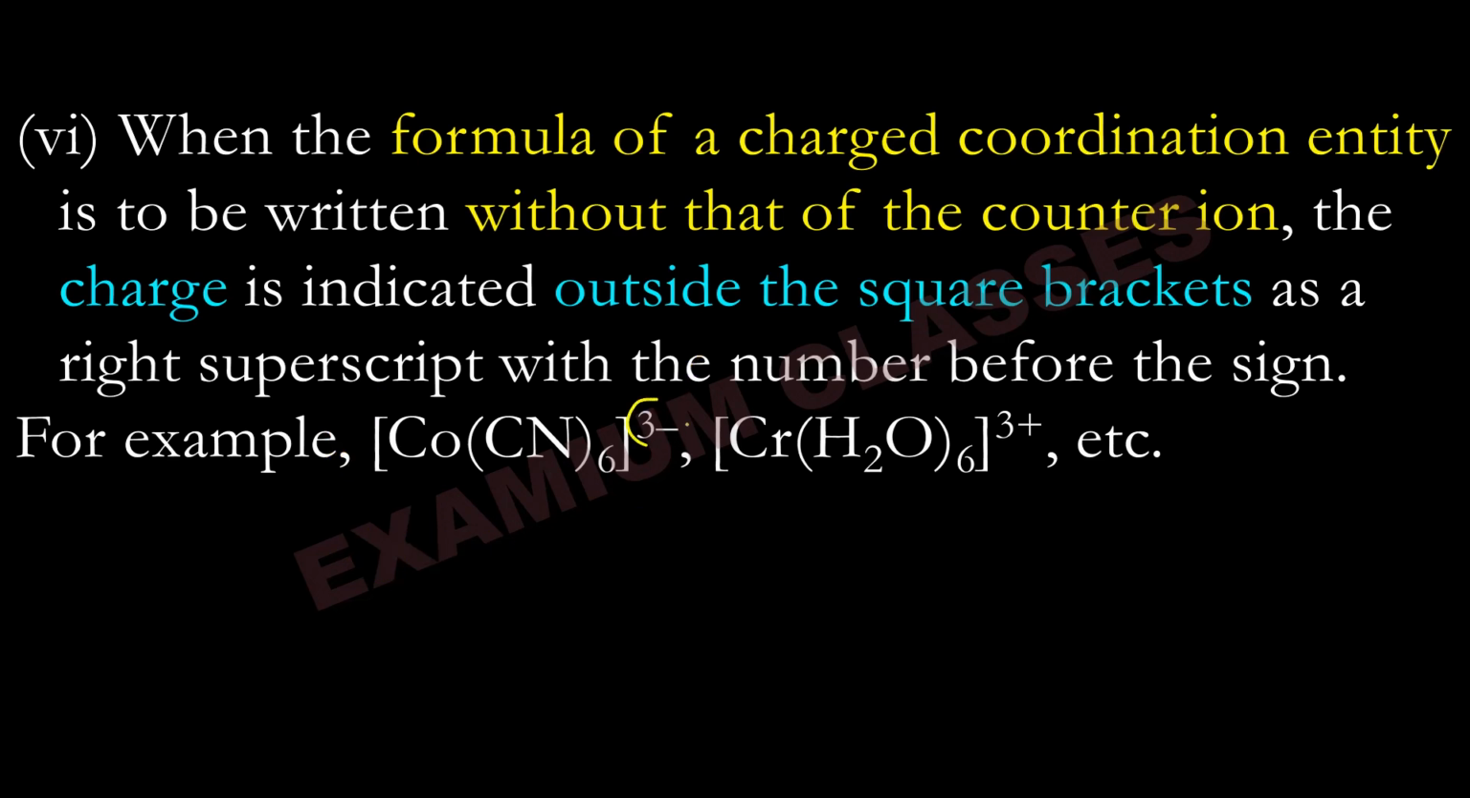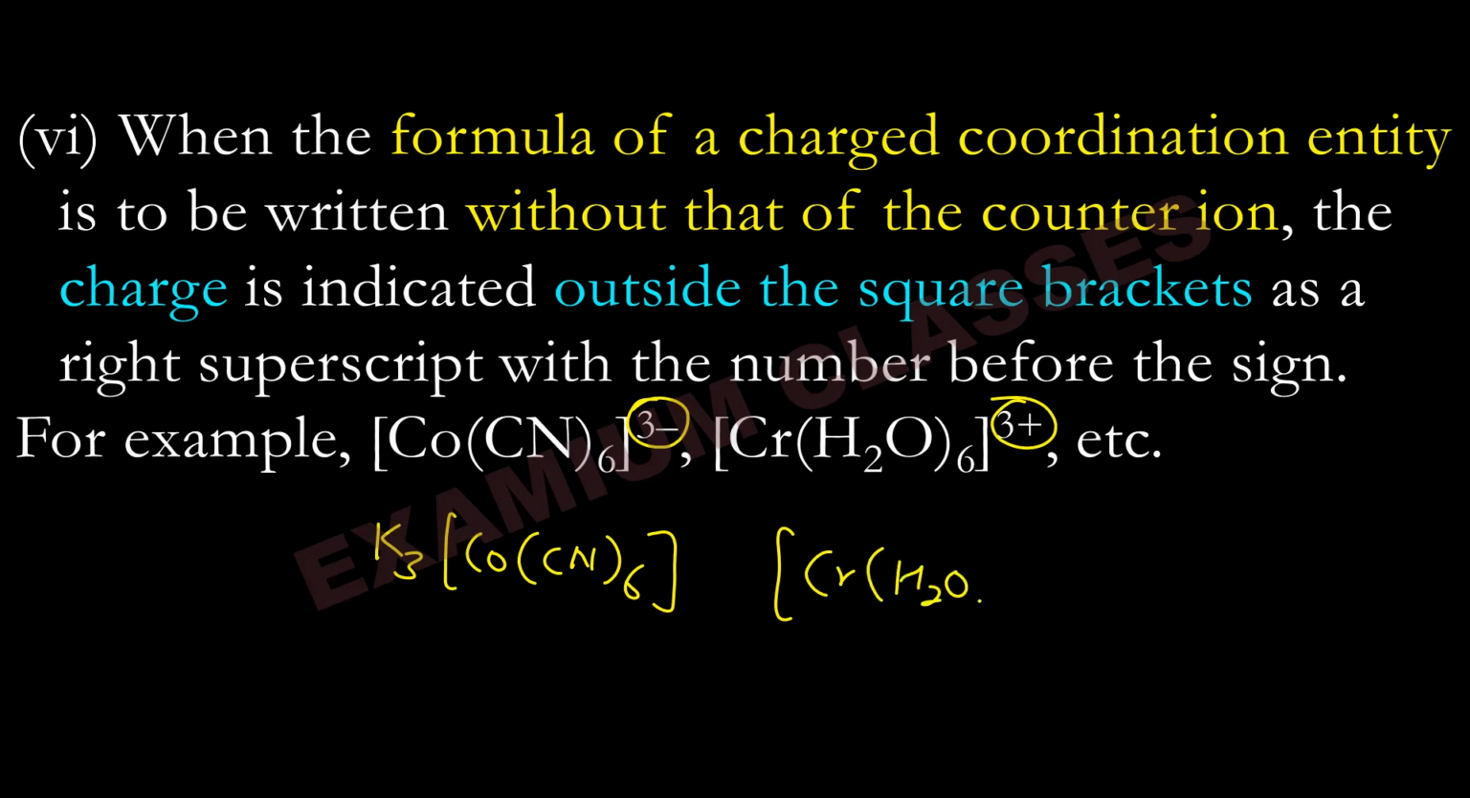One coordination entity has negative charge, the other one has positive charge. Okay. In this case, it will be K3[Co(CN)6]. In this case, it will be [Cr(H2O)6]Cl3. Right. So in one case, coordination entity is anionic. In another case, coordination entity is cationic.